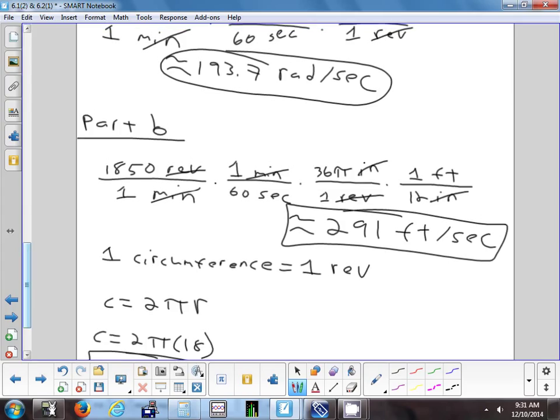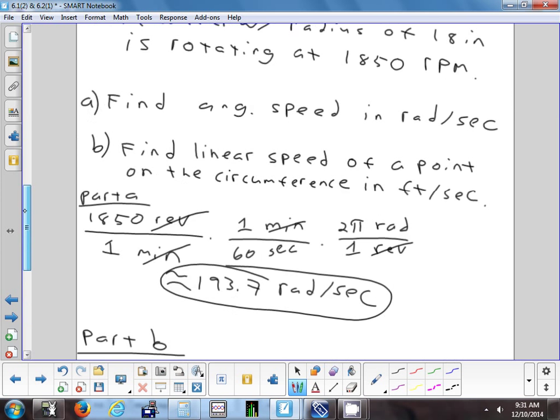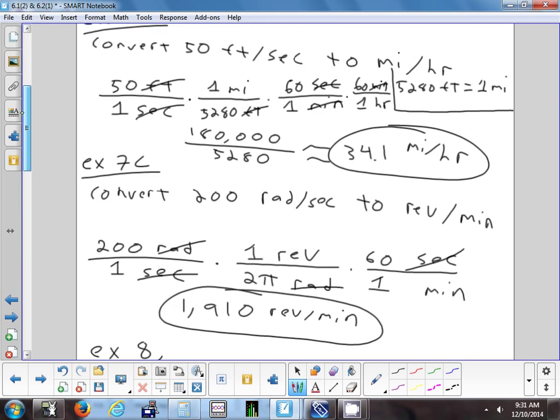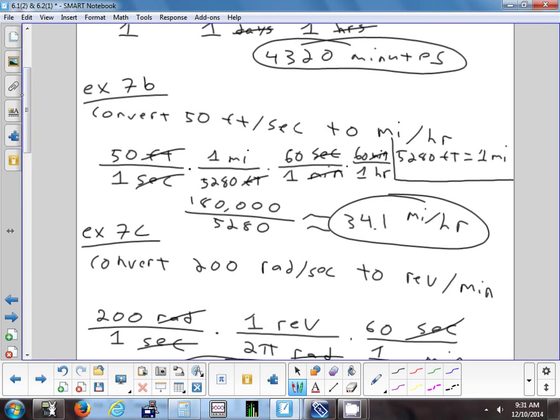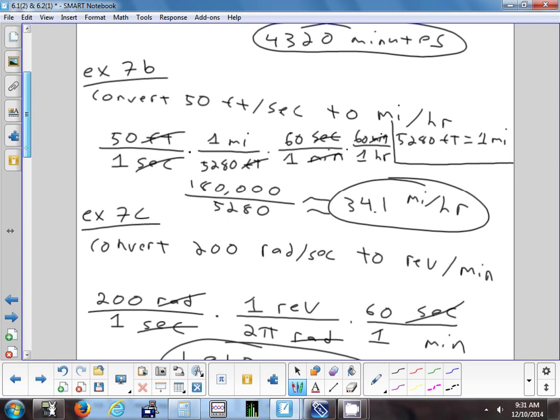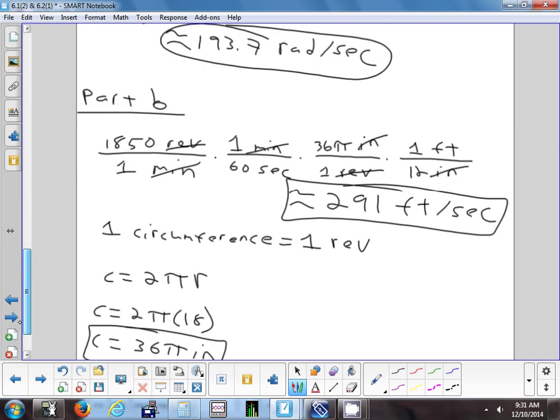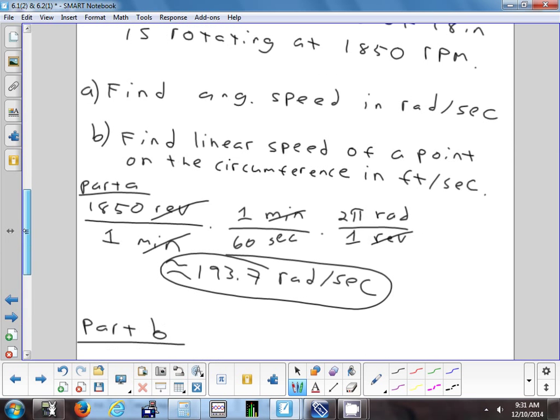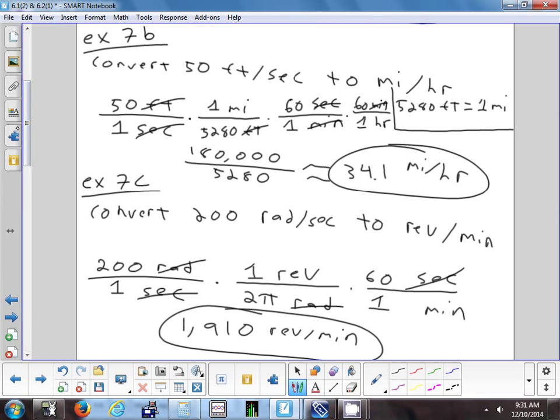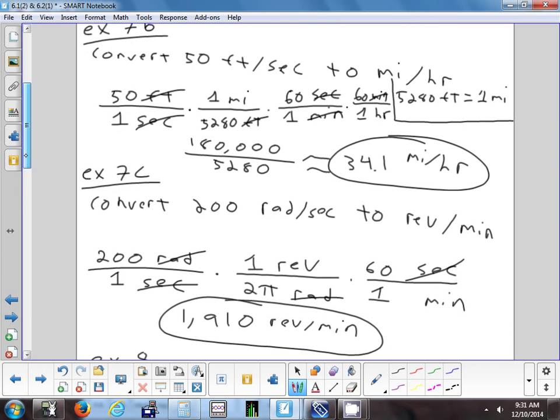So what do you think? Is that pretty fast? Yeah, that's in the hundreds of miles per hour. That's pretty fast. Maybe a couple hundred. Okay, because we know earlier that something going at 50 feet per second, that was 34 miles an hour. Well, this is almost 6 times that. So it's almost 6 times as fast as 34 miles an hour. So, like I said, in the hundreds of miles per hour.